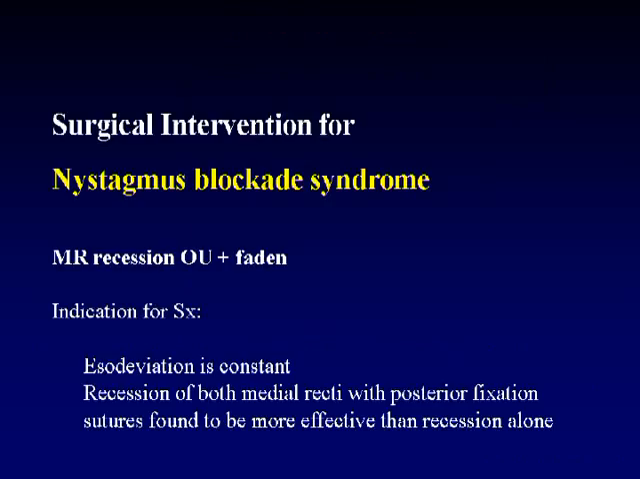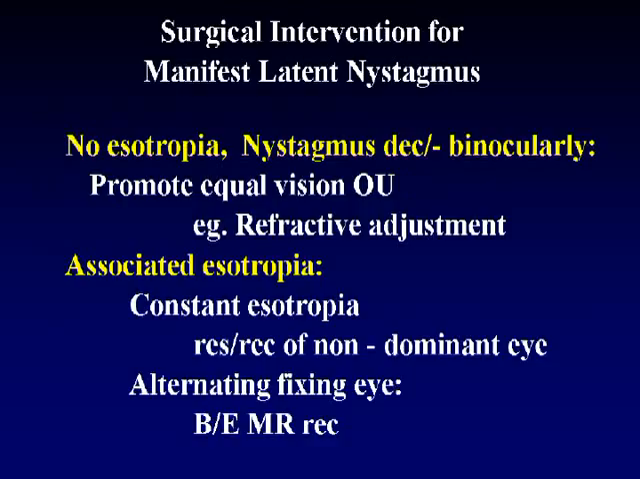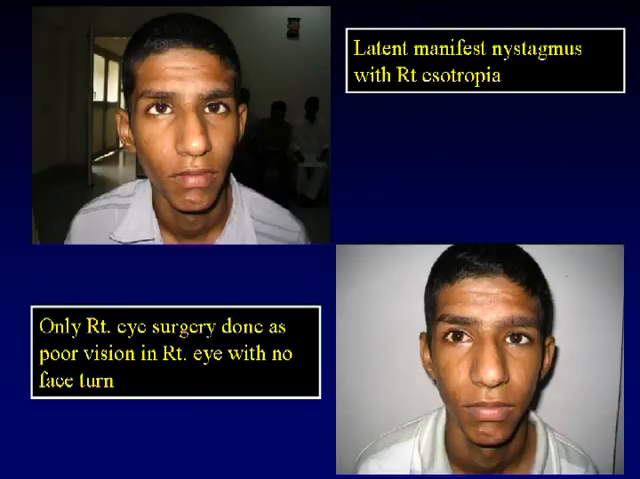When you are planning for nystagmus blockade, as we have discussed in a case earlier, you would prefer to do medial recti recessions along with the posterior fixation suture, so that you can correct for the blockade along with the strabismus. And in latent manifest nystagmus, if the squinting eye with the latent nystagmus has poor vision, you may just correct the squint in the non-fixing eye or the non-dominant eye. Or if there is an alternately fixing eye, you can do a bimedial recession to get alignment as well as dampen the nystagmus to an extent. Again, in this case we just needed to do the right eye, which was amblyopic, and do the correction.